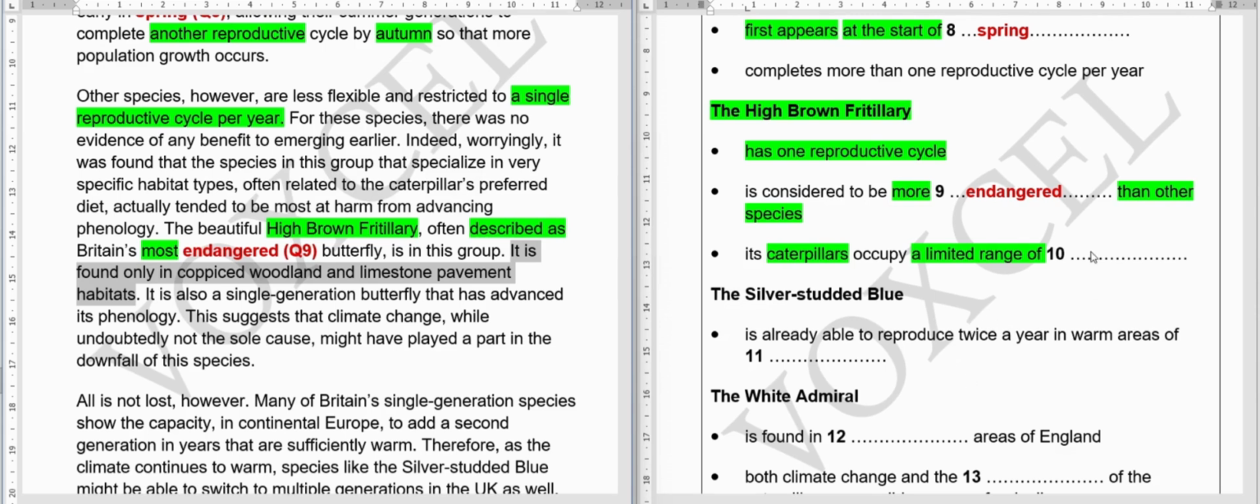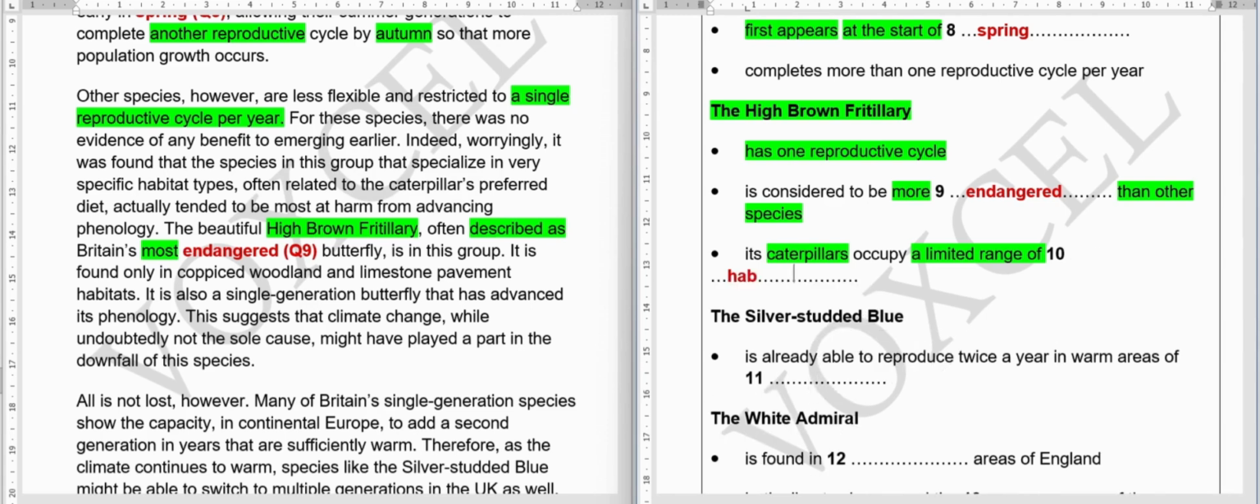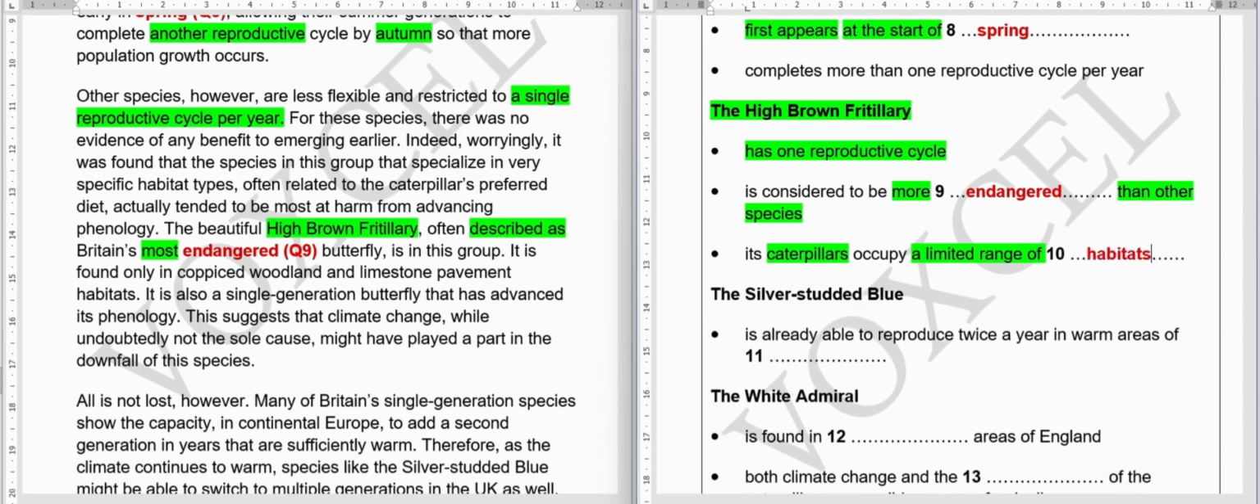Okay, time's up. Now let me write the answer here and see if you figured out the correct answer or not. And the answer is habitats. So here is our answer.